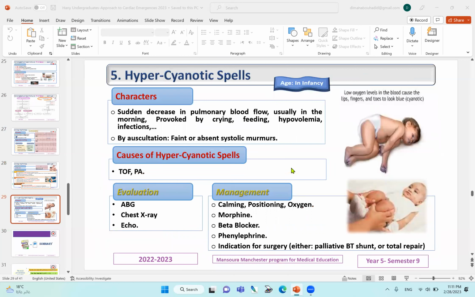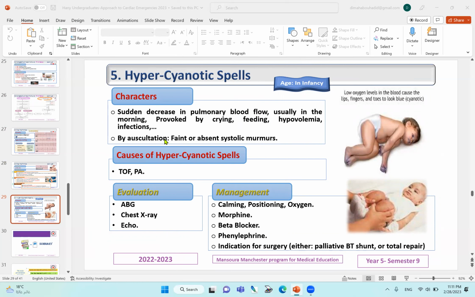The last presentation in our cardiac emergencies in children is hypercyanotic spells. It occurs mainly in infancy, in the first year of life. It is characterized by a sudden decrease in pulmonary blood flow, usually in the morning, provoked by crying, feeding, hypovolemia, and infections.